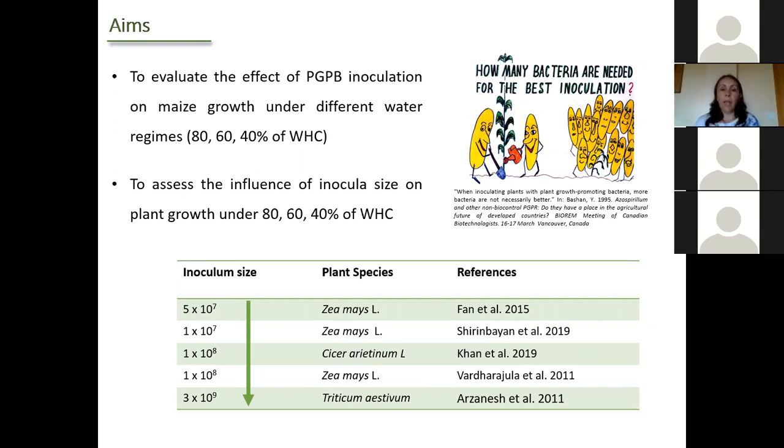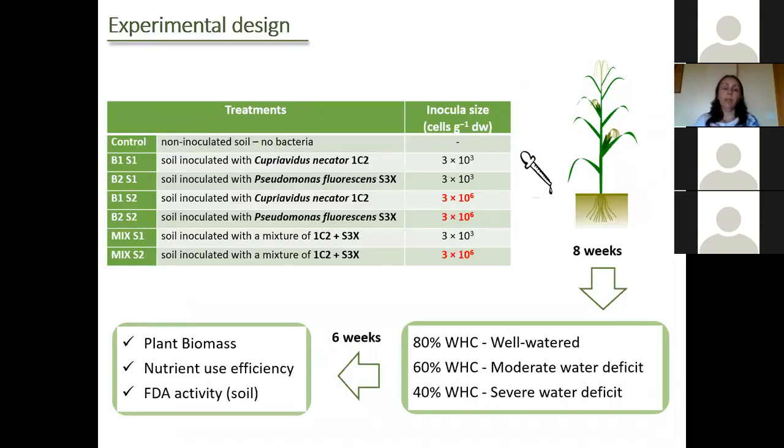the soils. So in these experiments, we applied two rhizobacteria, Cupriavidus necator and Pseudomonas fluorescens, and we applied them singly and in combination, and at two different inoculum sizes, at 10^3 and 10^6. And after 8 weeks, we subjected the plants to water stress.